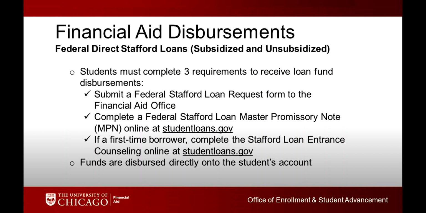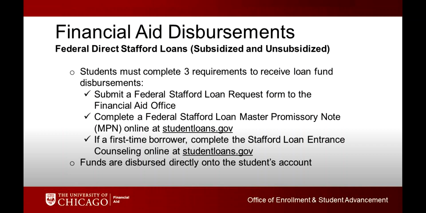There are three steps required to receiving a federal loan. One is submitting our loan request form, which is available on our website, that lets us know that you want to borrow a Stafford loan. Two, complete the master promissory note, which is an agreement between yourself and the federal government at studentaid.gov. And three, if you're a first-time borrower, you do need to complete the loan entrance counseling. That's a quiz for the loan, so you know what your rights and responsibilities are when you're both borrowing and when you enter repayment.